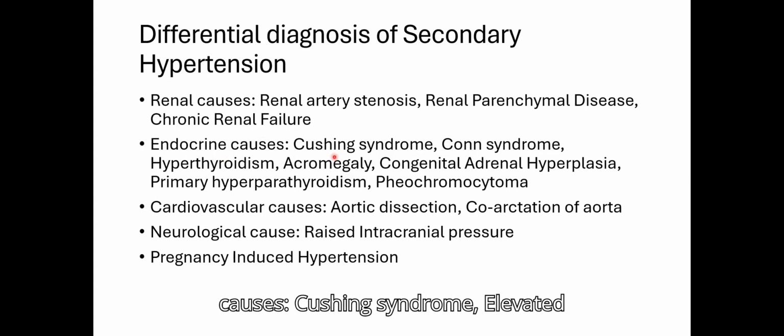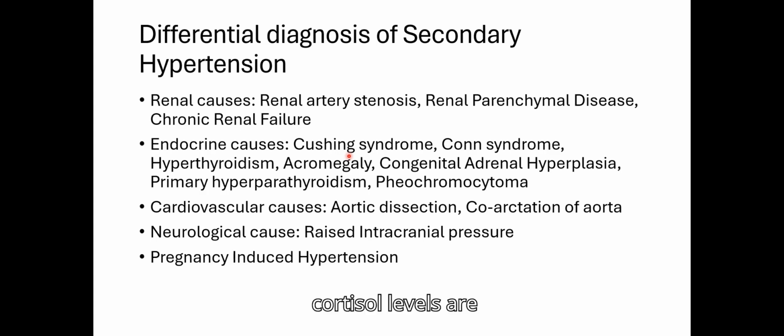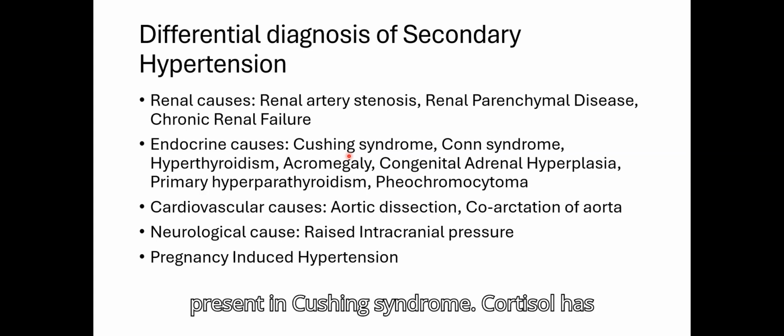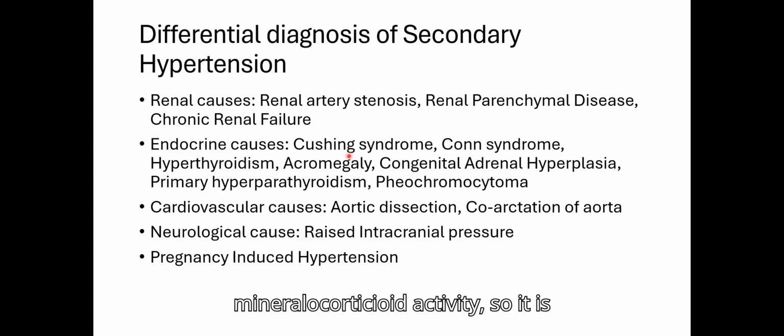Endocrine causes. Cushing syndrome. Elevated cortisol levels are present in Cushing syndrome. Cortisol has mineralocorticoid activity, so it is associated with fluid retention. Conn syndrome, elevated aldosterone levels. Aldosterone is a mineralocorticoid. It causes fluid retention.